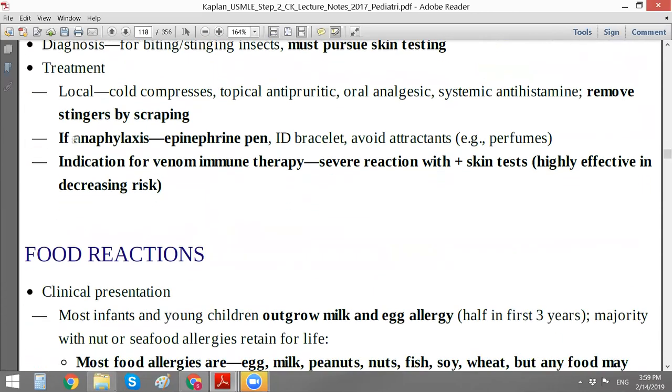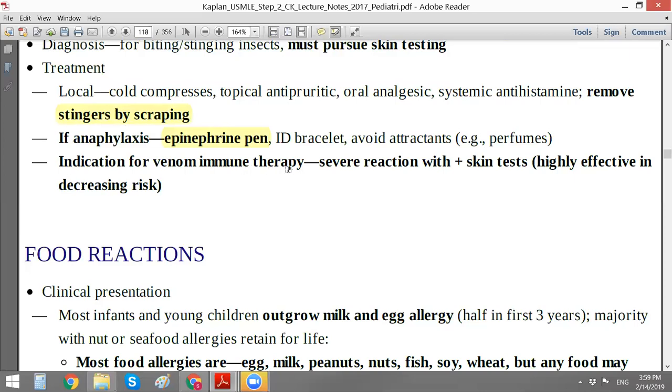Treatment is a local cold compress. Remove the stingers by scraping. Anaphylaxis: EpiPen. Just give that person an EpiPen. If the person is just having itching, those things, then just give an oral antihistamine.